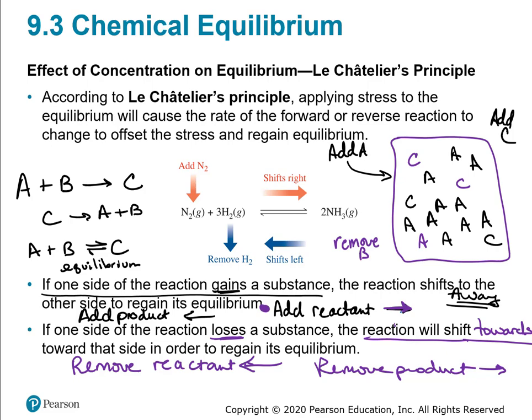So the goal is always to end up with this balance, so the forward and the reverse reactions are exactly the same. So if I add reactant or product, the reaction always will shift away from whatever you add. And if I remove reactant or product, the reaction would always shift towards whatever I took out. So if I remove reactant on this one, the reaction would shift like this. It would shift in reverse until I reached equilibrium again.